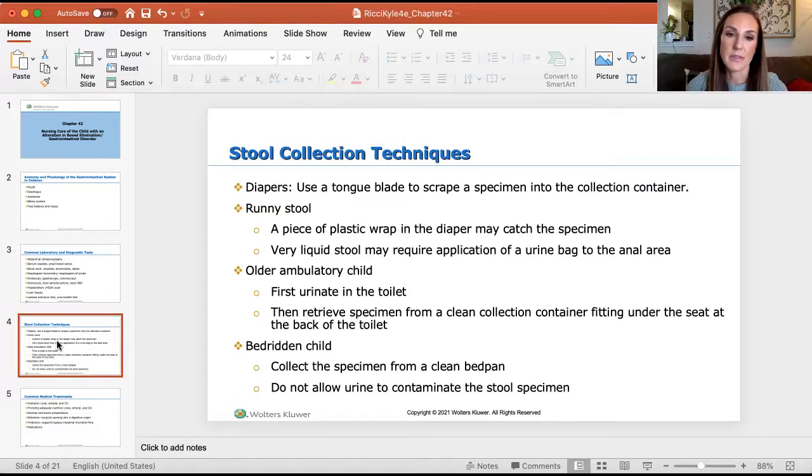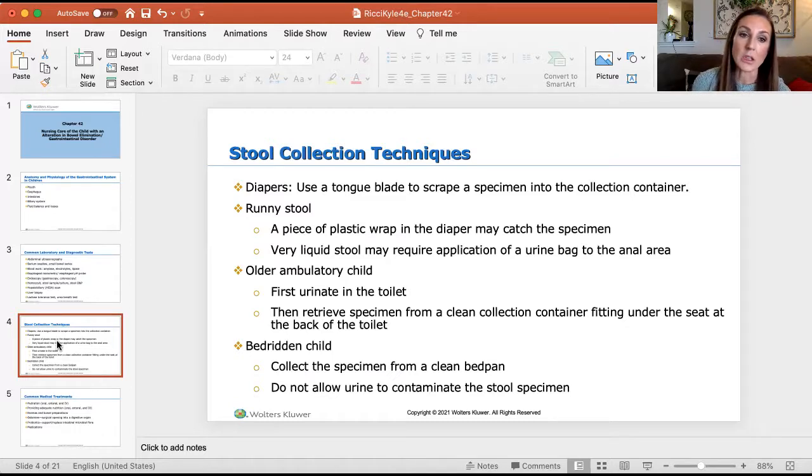So when we're collecting our stool samples, they don't have to be sterile. Obviously, our stool is not sterile. We can use a tongue blade to scrape the specimen off if the patient is wearing diapers. Seems to be the easiest way. It seems like when they start getting to be toddler age, adolescent age, we have to have them catch it just like an adult patient in a hat, and it can be a little bit uncomfortable.